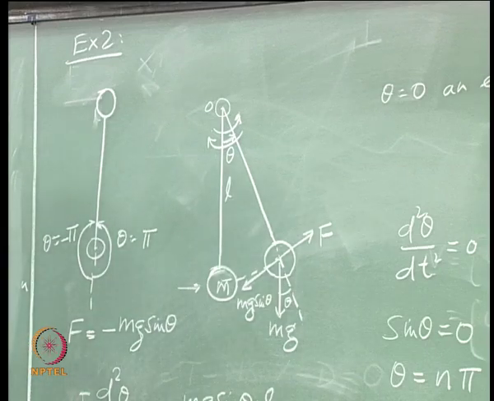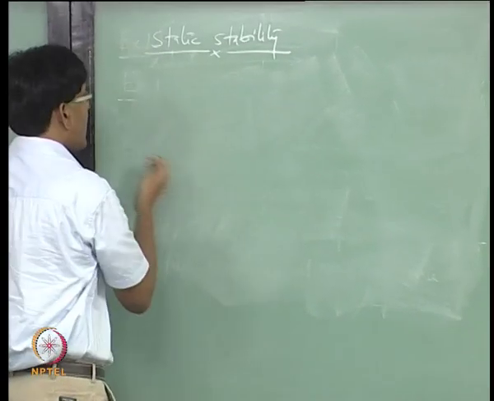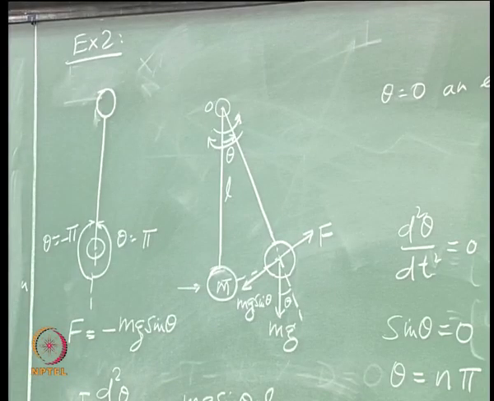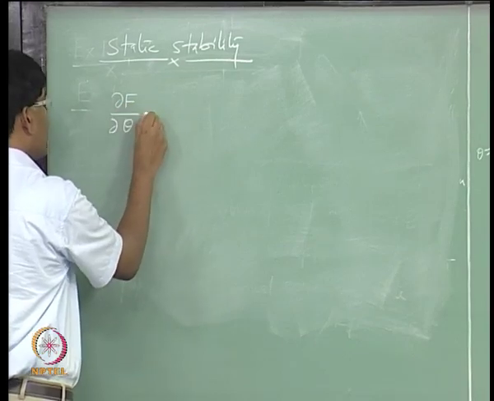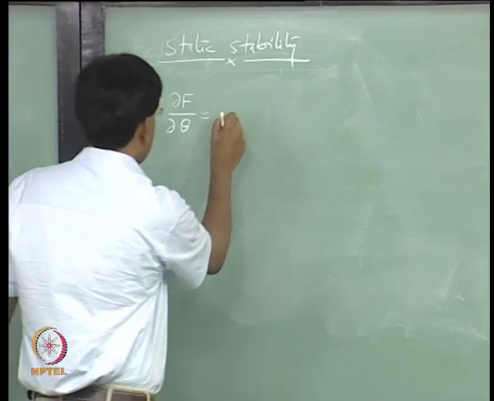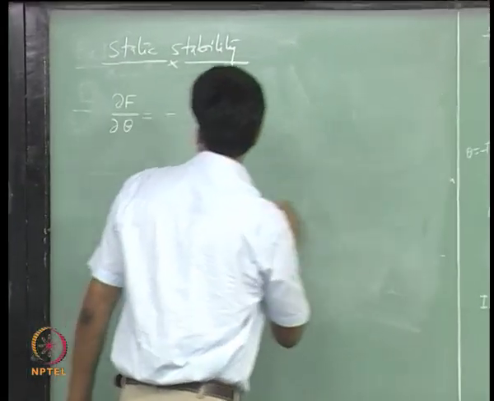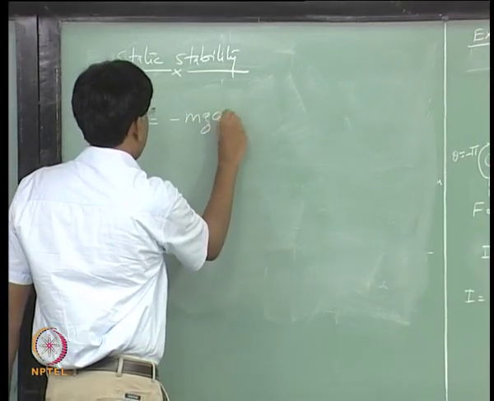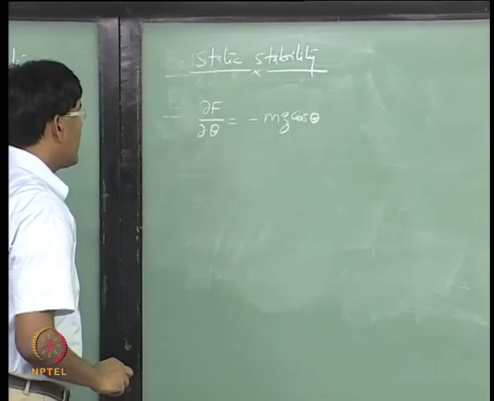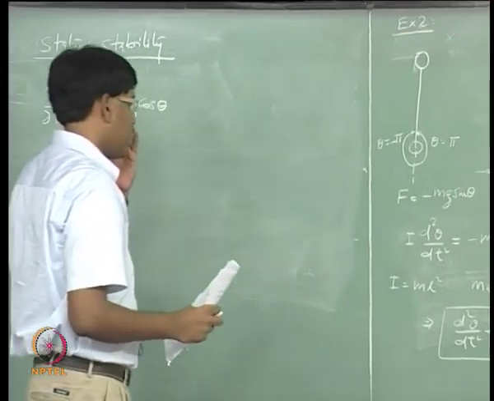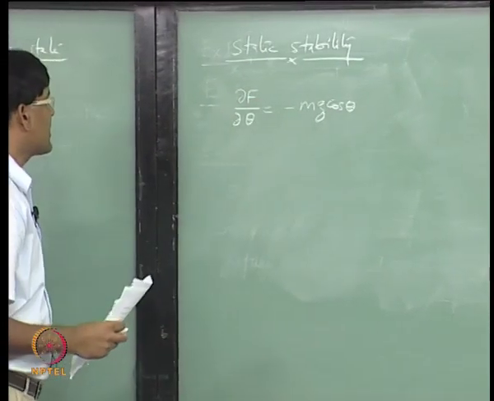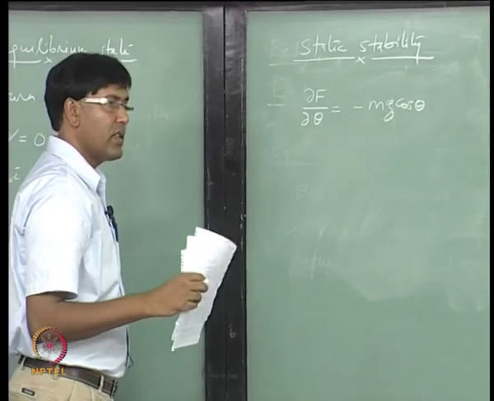Now, let us look at what is happening to this force when theta is changing. What we want to know is how this force is changing with respect to the angular displacement of the pendulum. From this equation, and as I said, the equilibrium stability is a property of an equilibrium. So, we have to look at how this force is changing around the equilibrium states.